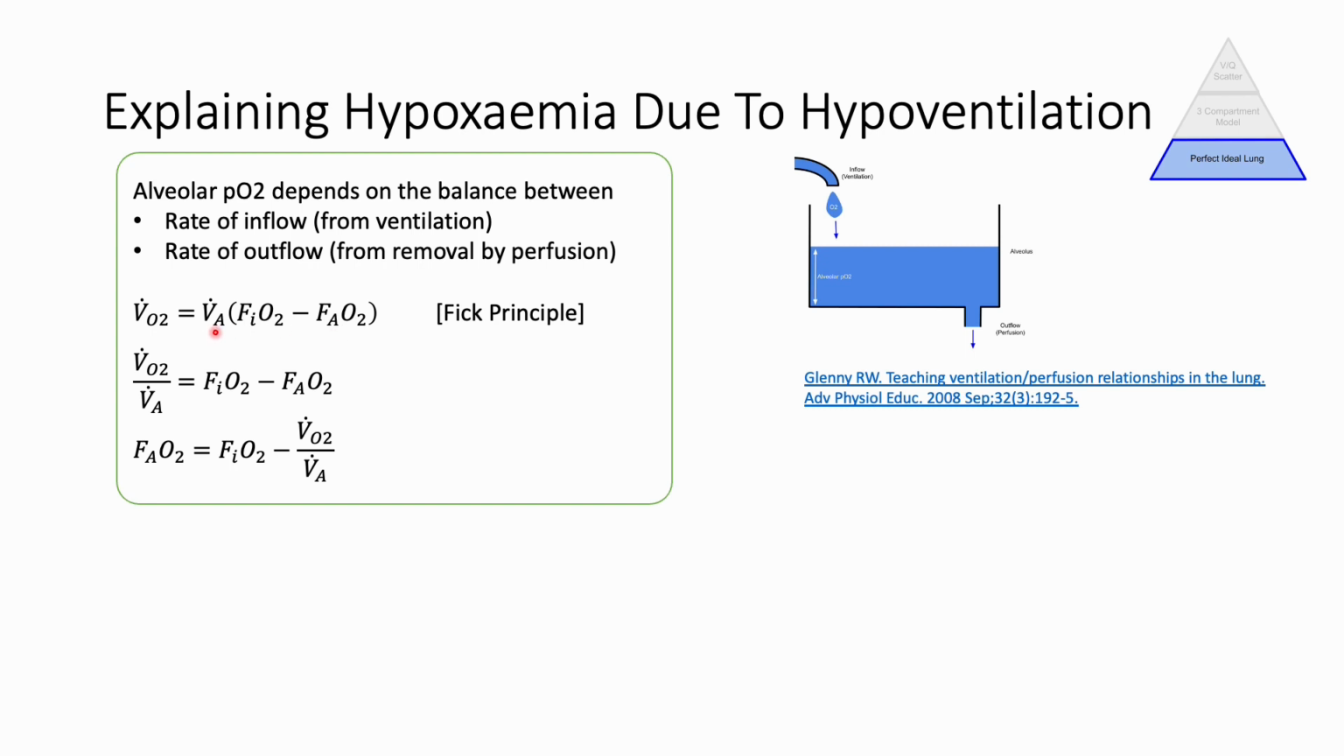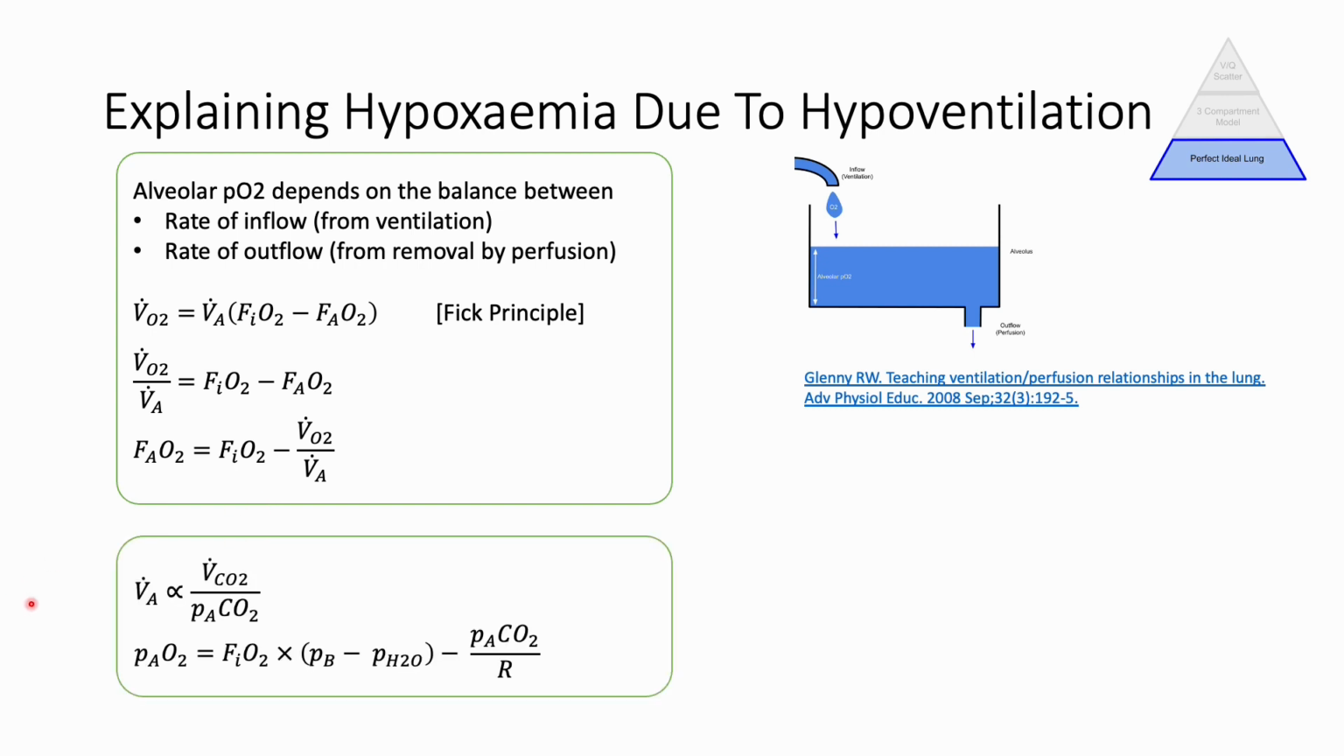And then if we move this term over to the left and then rearrange to solve the equation for the alveolar fraction of oxygen, we see that it's going to depend on the ratio between the rate of removal of oxygen from perfusion to the rate of alveolar minute ventilation, just as we said before. And so this equation is called the universal alveolar air equation, and it might look mildly familiar because it's the first step in deriving the alveolar gas equation into the form that we're most familiar with.